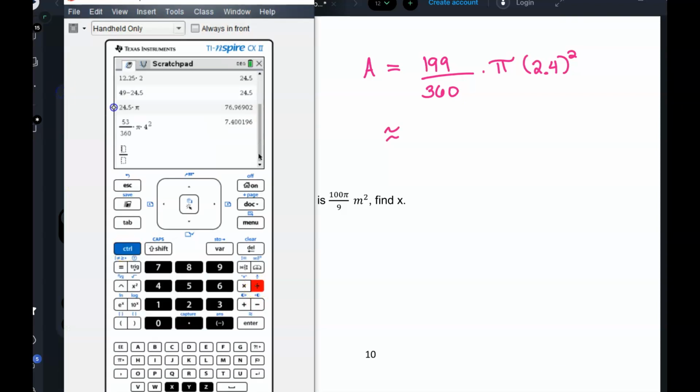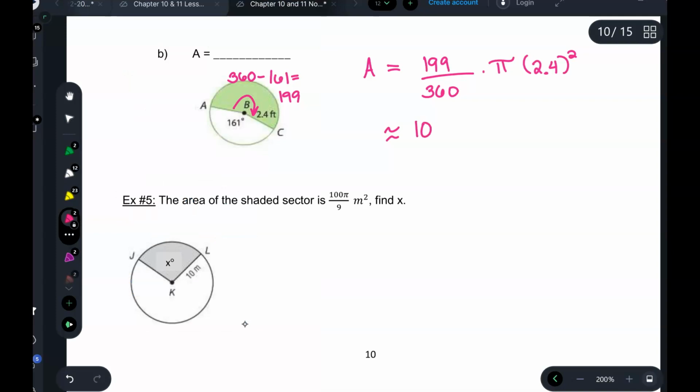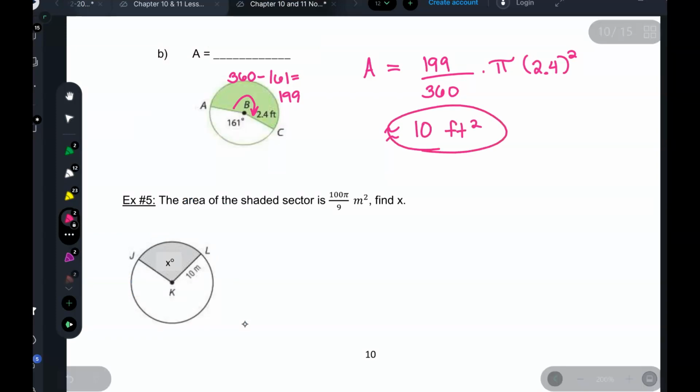Let's find out. Control divide 199 over 360 times pi times 2.4 squared. 10.000. Okay, so it's about 10 square feet. About 10.002. So if we're rounding to the tenth place, then it would just still be 10.